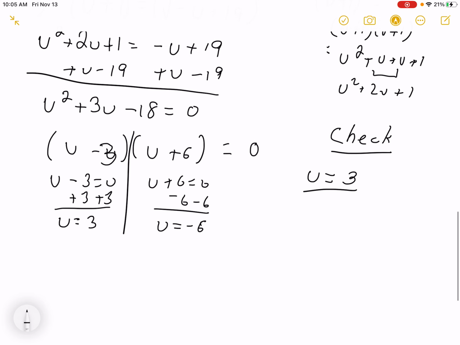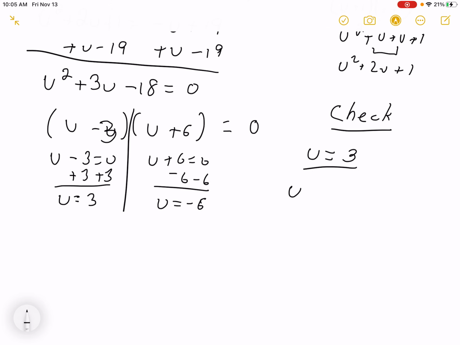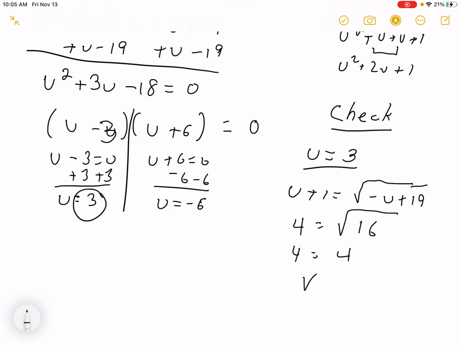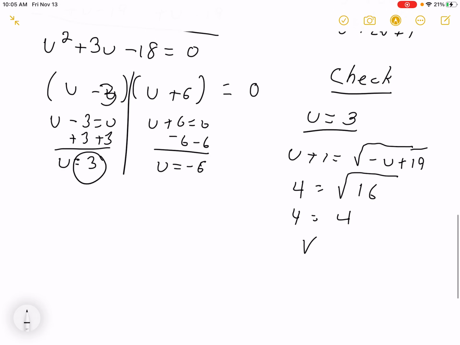Okay, so our equation was u plus 1 equals square root of negative u plus 19. So 3 plus 1, 4, equals square root of negative 3 plus 19, which is 16. 4 equals 4. And yeah, the 3 checks. Let's check the negative 6.